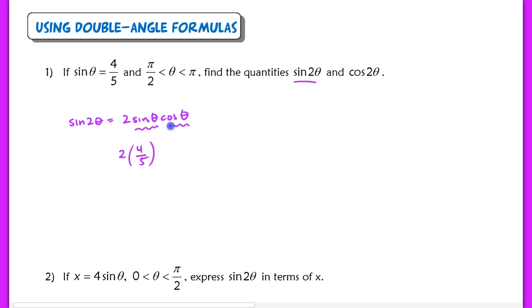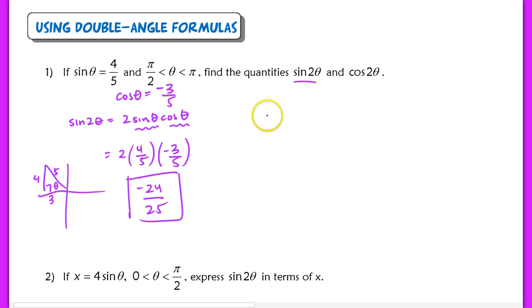Now, the cosine of theta is something I'm missing. You can draw a triangle if you want. We're in the second quadrant here. We have the opposite and the hypotenuse here, and this is a 3, 4, 5 triple. So our cosine of theta would be 3/5. However, just be really careful. It's actually negative because we're in the second quadrant. So cosine of theta is negative 3/5. Now I can plug that in and evaluate sine 2 theta pretty easily. That gives me negative 24/25.